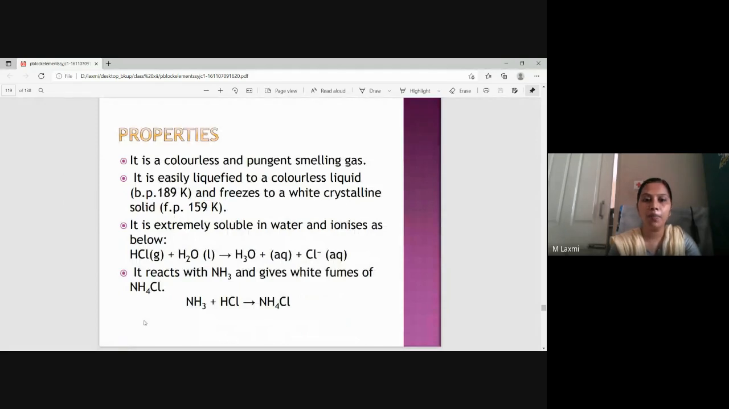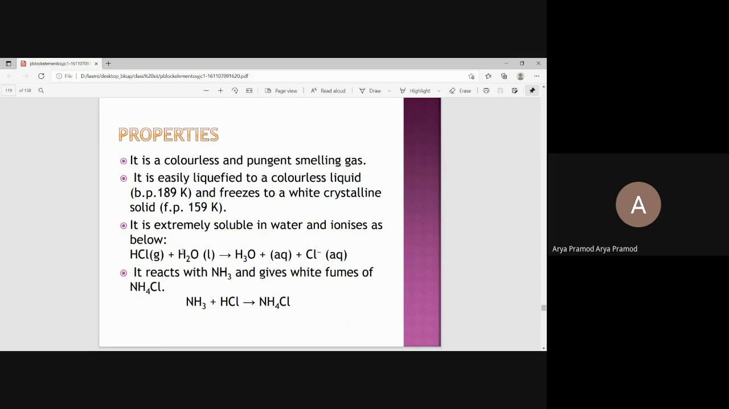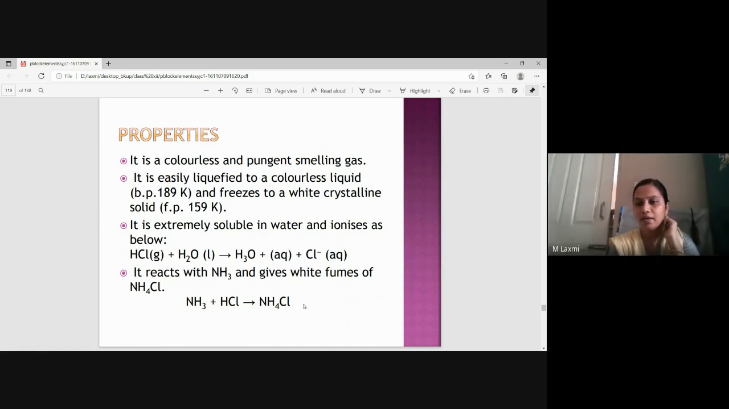Since it is a compound, if you try to ionize it along with water, children, you are seeing the properties, yes, no? Yes, ma'am. But why, no? Generally, I used to get a message telling your screen is visible.